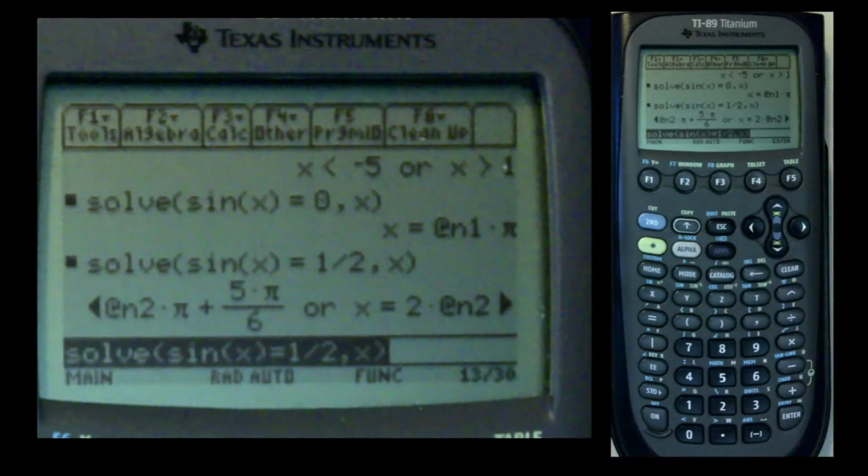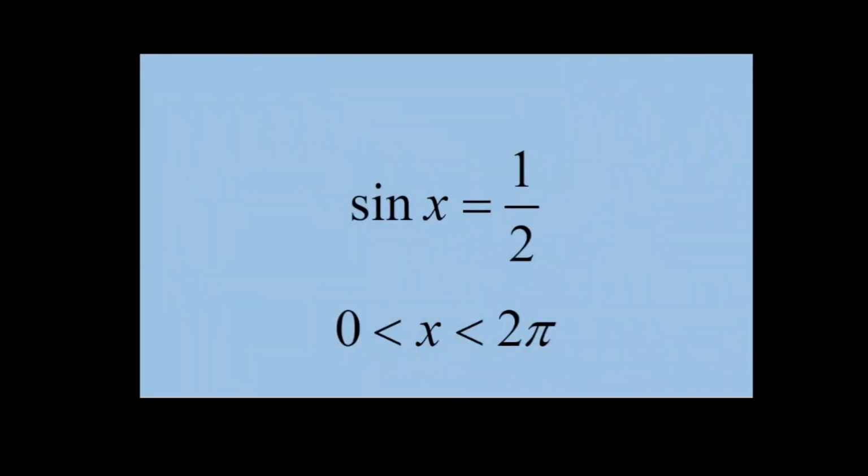So what we can do is, instead of looking at all of the answers, typically in problems that you'll encounter, you'll have an interval of where you're looking.